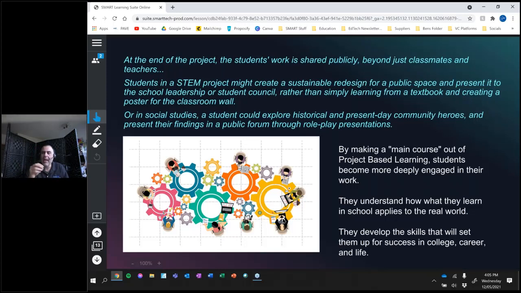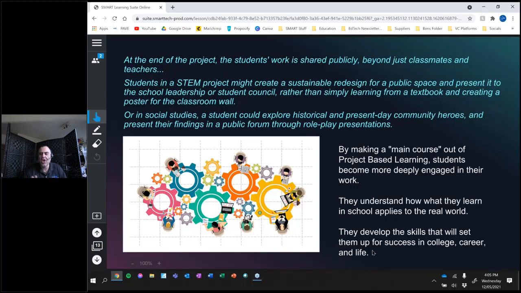But with all of these, by making a main course out of project learning, students are becoming more deeply engaged in their work. Like in that Night of the Notables example, people were walking around and experiencing these human-sized dioramas, and the students had to be in character. So they had to understand how they may speak, or what they may have done. If someone came and asked them a question about what they contributed to the world, they could be in character and rattle off the information and share that with others.